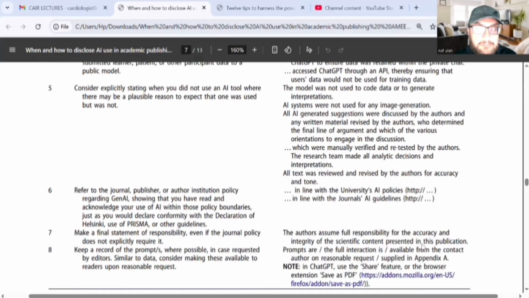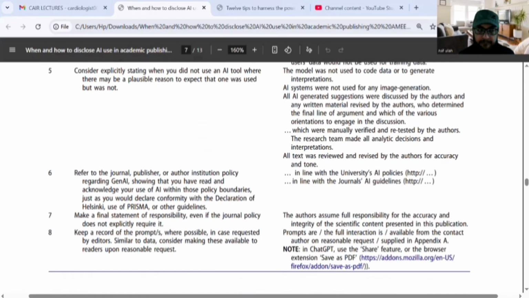The sixth practice is to reference the specific journal or institutional policies we're following. Just to show you read the rules. Exactly. The seventh practice is making a final statement assuming full responsibility, even if there is a checkbox ready to declare it. A sentence like, the human authors assume full responsibility for the accuracy and integrity of all content. You are formally signing the contract. And the final, eighth practice is to keep records of prompts. Maintain an audit trail, save the PDF of the chat log, or share links to the conversation. If anyone questions the origin of the data, you can prove how the AI was directed.